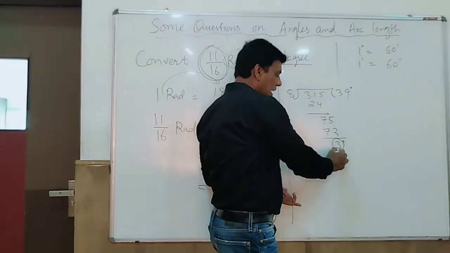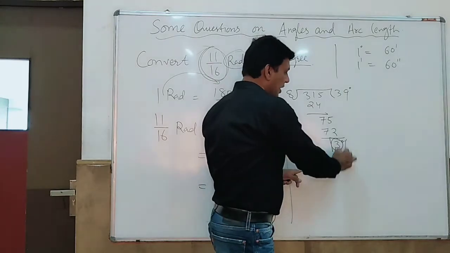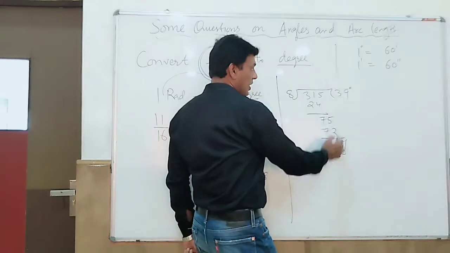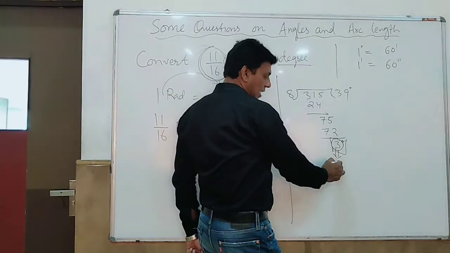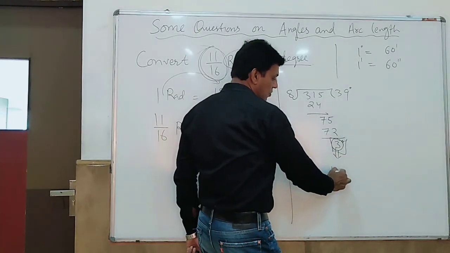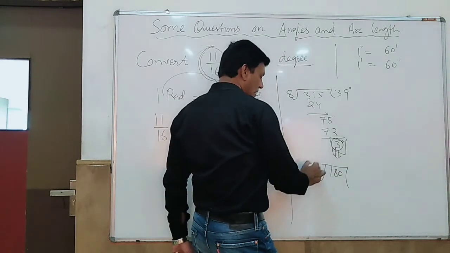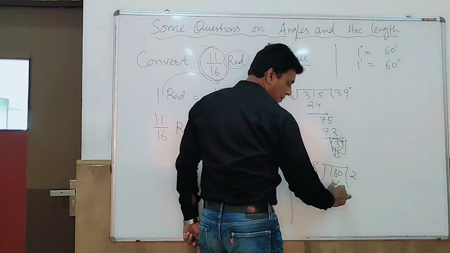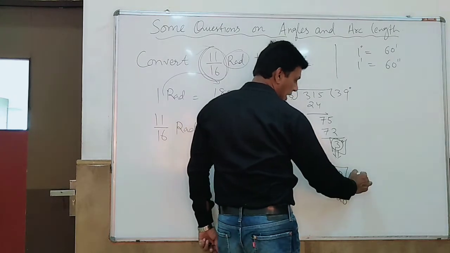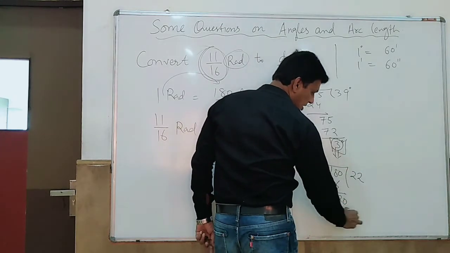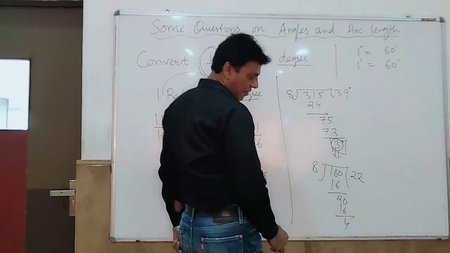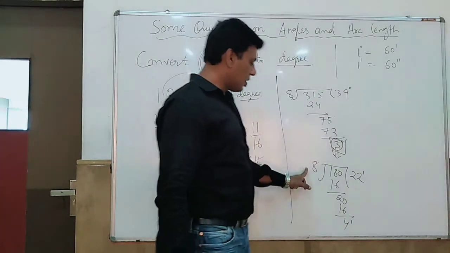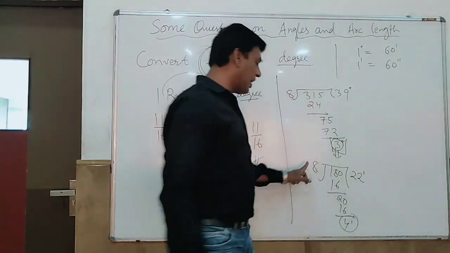So now we can convert 3 degree into the smaller part, that is minutes. In 3 degree, how many minutes? That is 180. So again I will divide by 8. 8 2s are 16, then 8 2s are again 16, and I am having 4 as a remainder. So this is minutes. Now 4 minutes is also not dividing by 8.